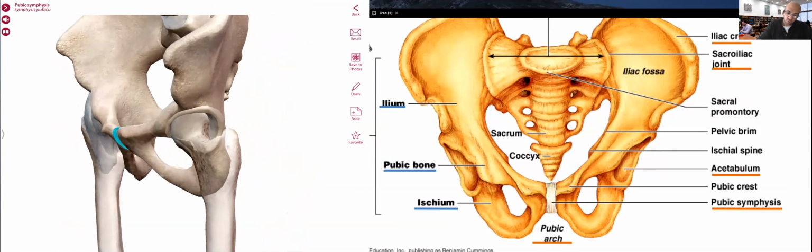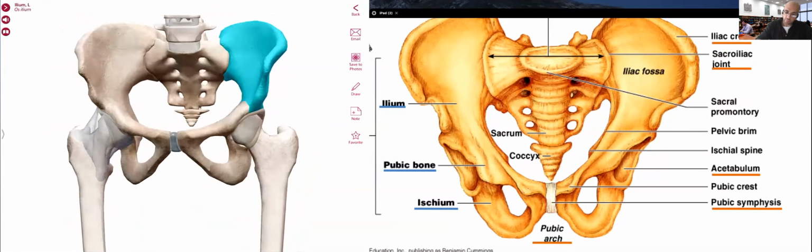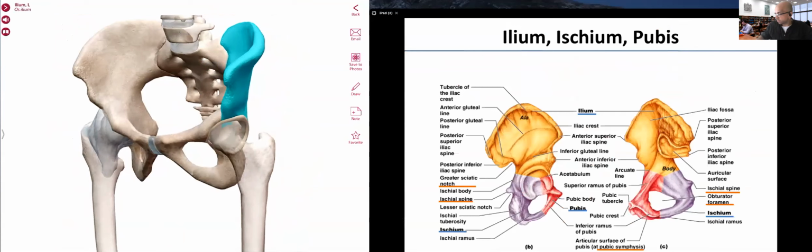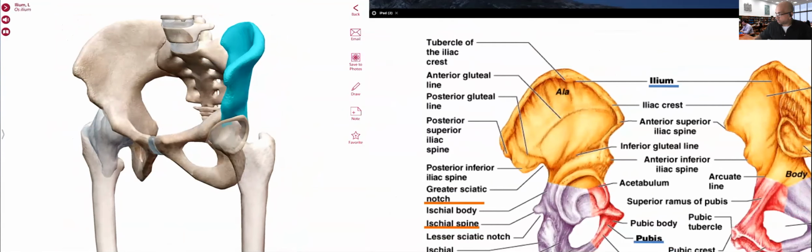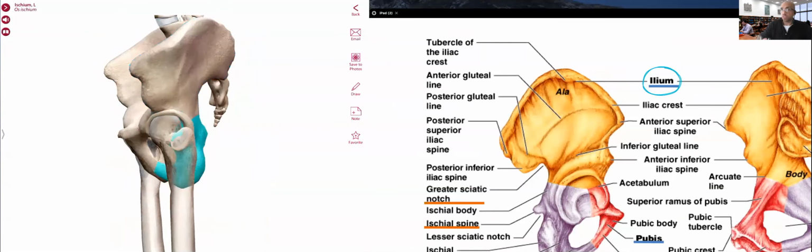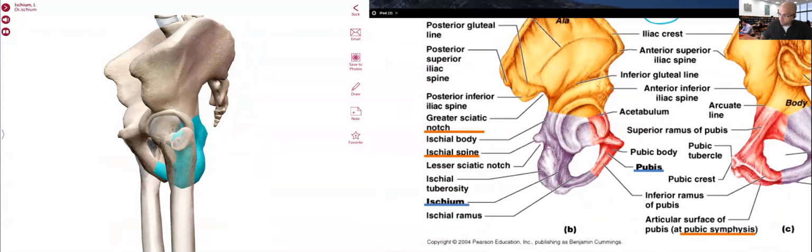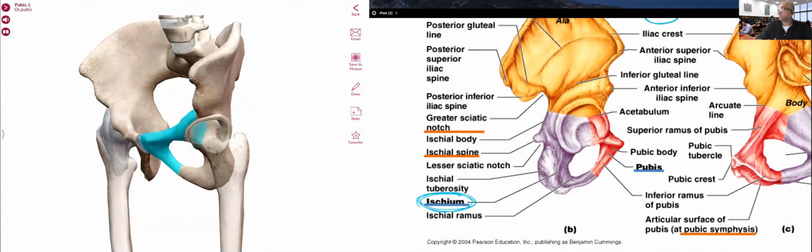The coxal bone or the hip bone is formed of three fused bones. First bone on here is gonna be my ilium or iliac bone. This is my ilium, the yellow one. If we look on here, the bone that you are sitting on right now is called the ischium or ischial bone. And the anterior part of the coxal bone is called the pubis or the pubic bone. So again, three fused bones share in the formation of the hip bone or the coxal bone. First one is my ilium. Next one is my ischium. And the third one is my pubis or pubic bone.